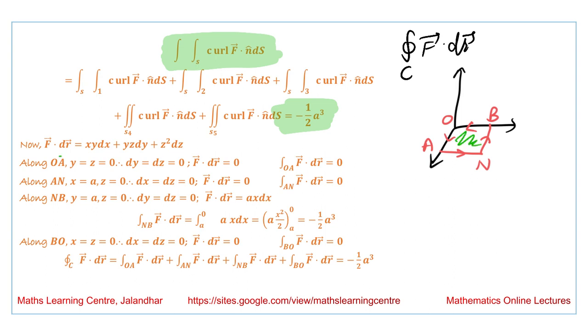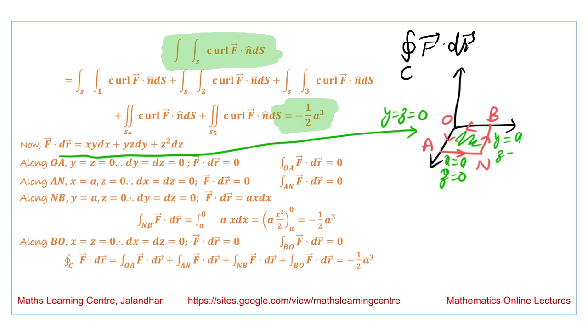So we are saying along OA, when we are talking about this line OA, we have the value of y is equal to z is equal to 0. Along AN we have x is equal to a and z is equal to 0. Along NB we have y is equal to a, z is equal to 0, and along OB we have x is equal to z is equal to 0.